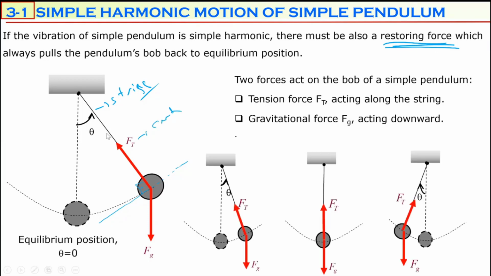Because at every different position of this pendulum's bob, you are going to observe that this tension force is always perpendicular to the direction of motion. That's why tension force is not a restoring force. What about Fg? Now we are going to search. There's one force left, Fg.